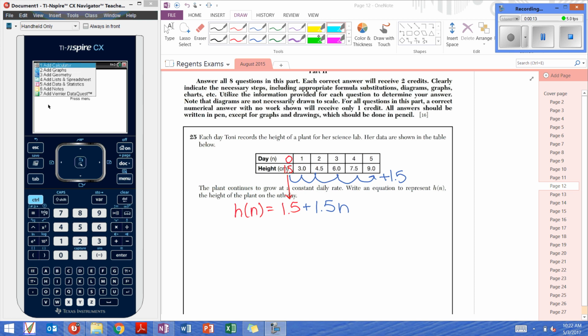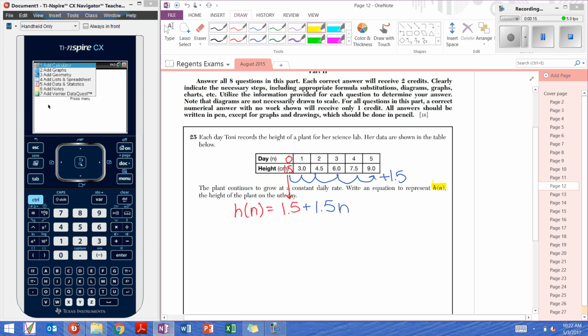Make sure that when they tell you to use h of n as your y value, you don't change it to y, and that you also use an n over here. That's something that I see a lot of.